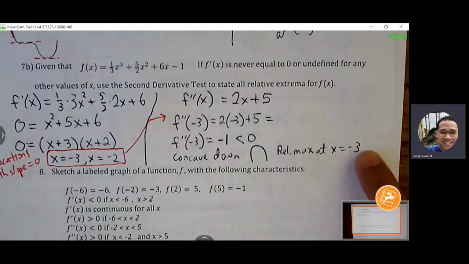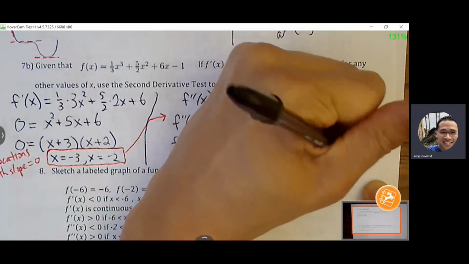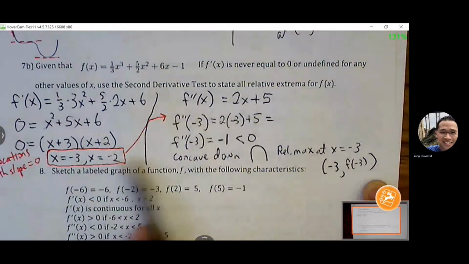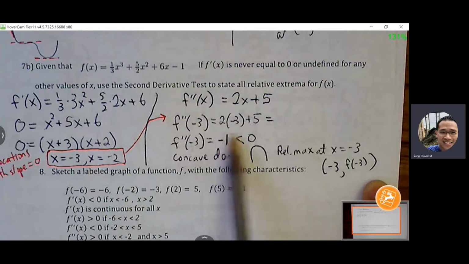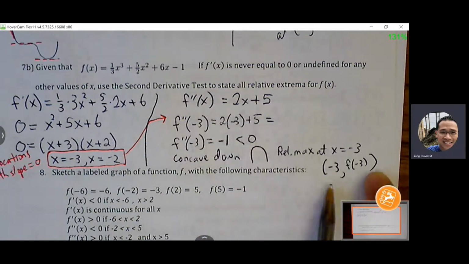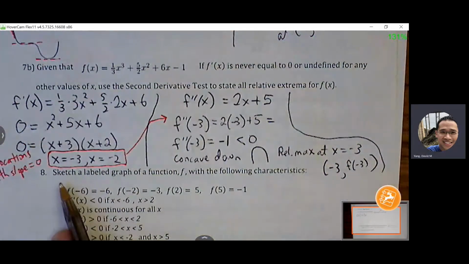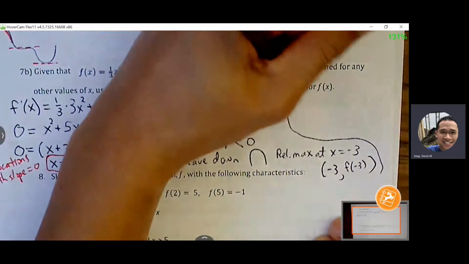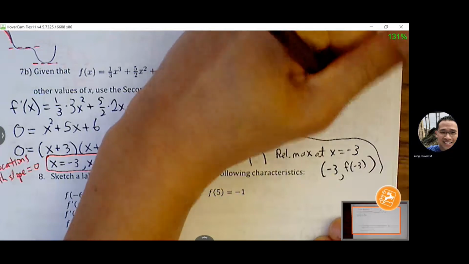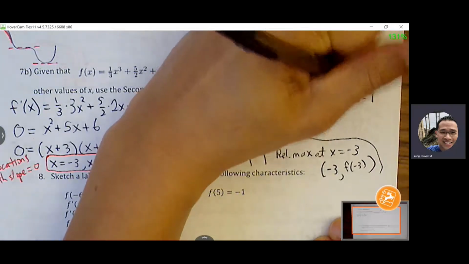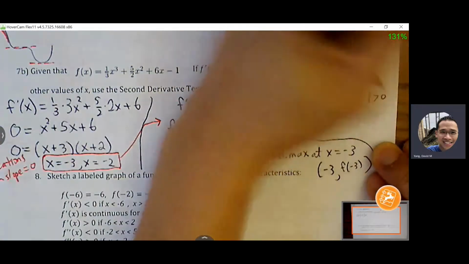If I want to find the ordered pair, I would insert -3 into the original function. I would not use the -1, because this number is not important. It's the fact that it's less than 0. Likewise, we can do the same test with -2. I get a positive 1. The number is not important. It's the fact that it's greater than 0.